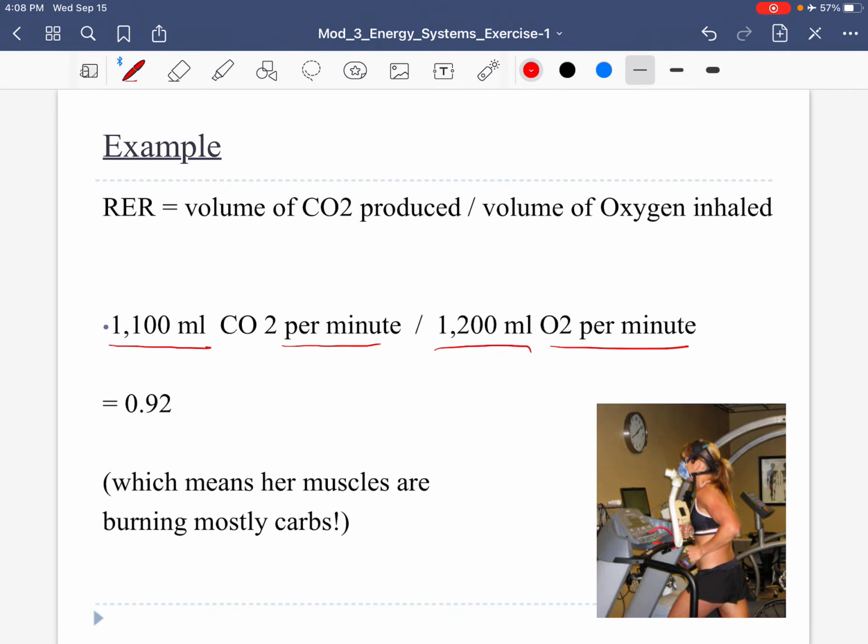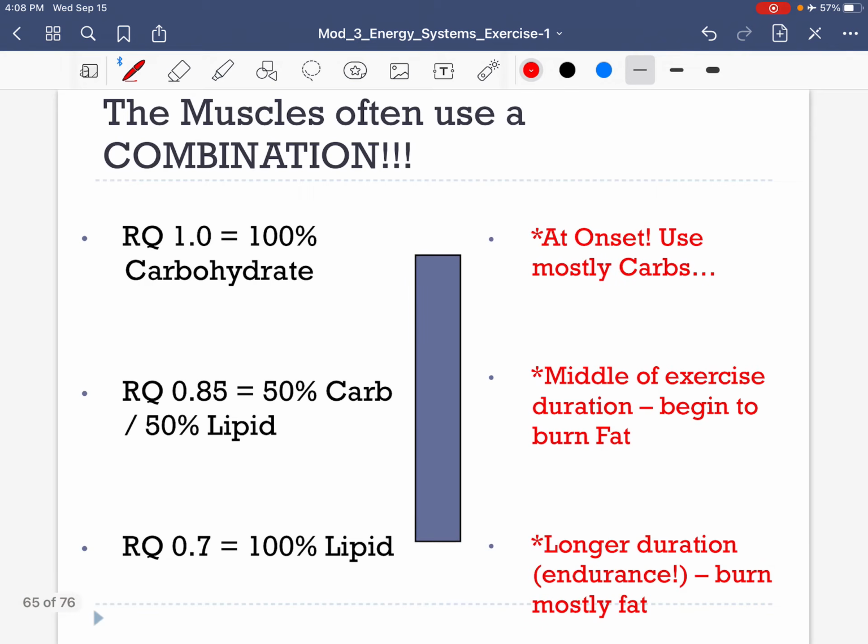Based on this number, we do 1,100 divided by 1,200, we get 0.92. And because 1.0 tells us we're burning 100% carbs, we're pretty close to that. So she's probably burning 90-something percent carbs. All right, so make sure that you know these numbers.